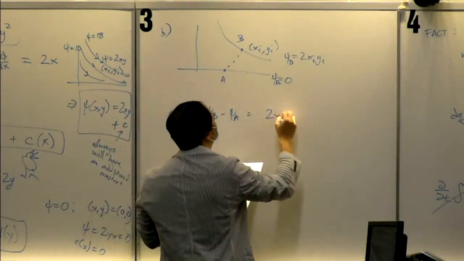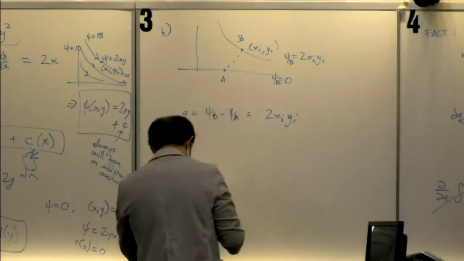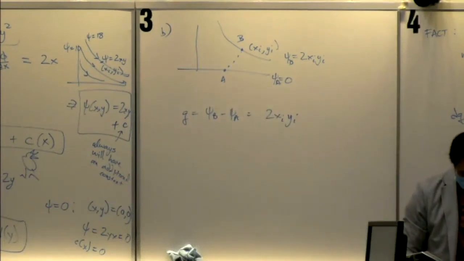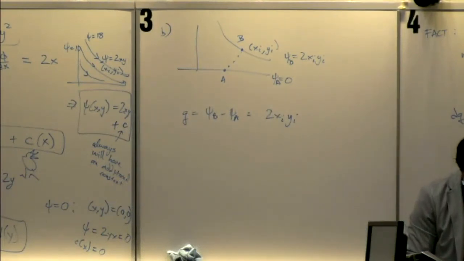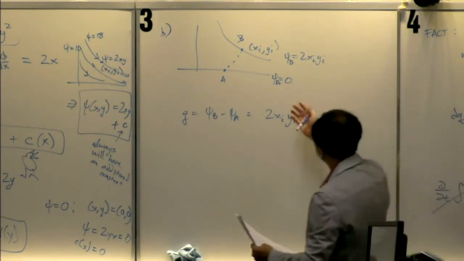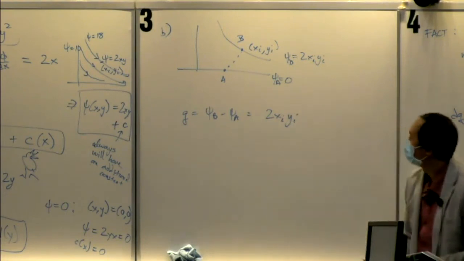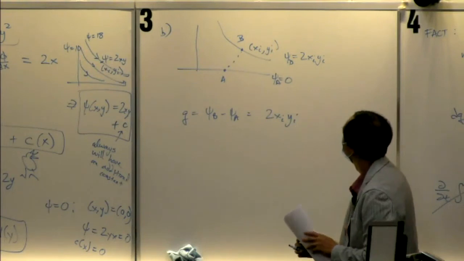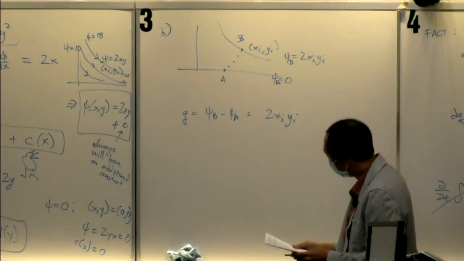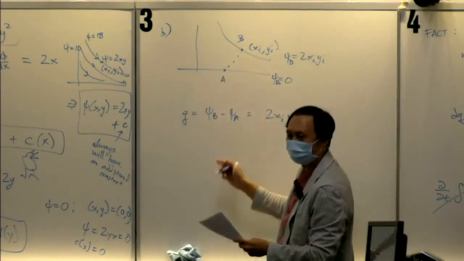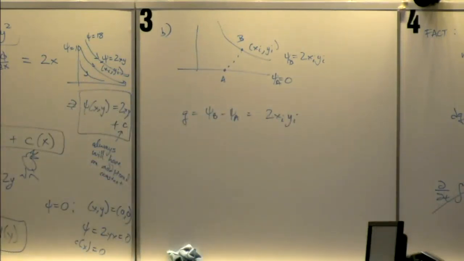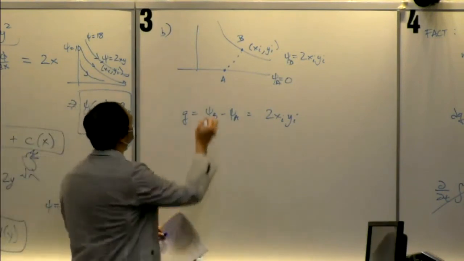Two x I y, and you're done. So basically, if you want to figure out how many liters per second go through there, you substitute values for x and y. Well, basically, you're given that x I and y, like a 3, 3. Oh, you mean y is just psi b minus psi a, and not vice versa? Because I mean it's flowing. Yeah, it is going this way.